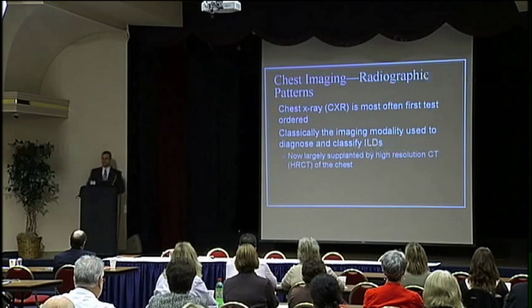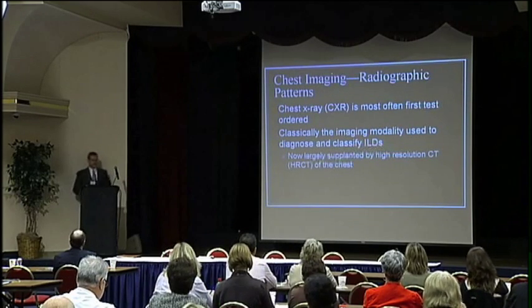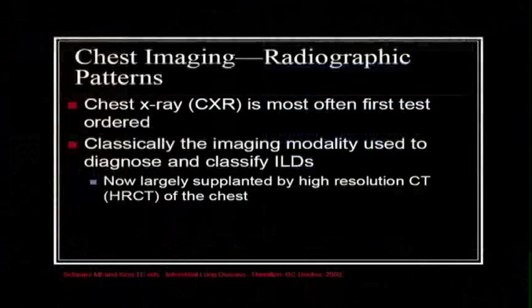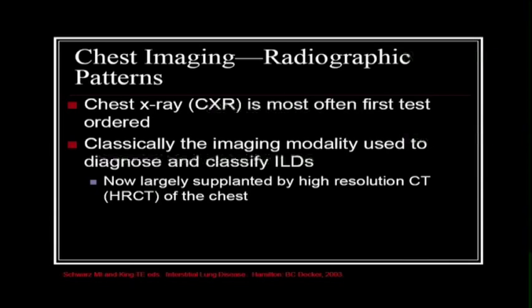Let's switch gears and talk a little bit about chest imaging, radiographic patterns. The first test often ordered for any respiratory complaint is a chest x-ray. And classically, before CT scan, this was the imaging modality that was used to diagnose and classify interstitial lung disease. Now this has largely been supplanted by CT scan, particularly high-resolution CT scan of the chest, which we'll talk about in a minute.